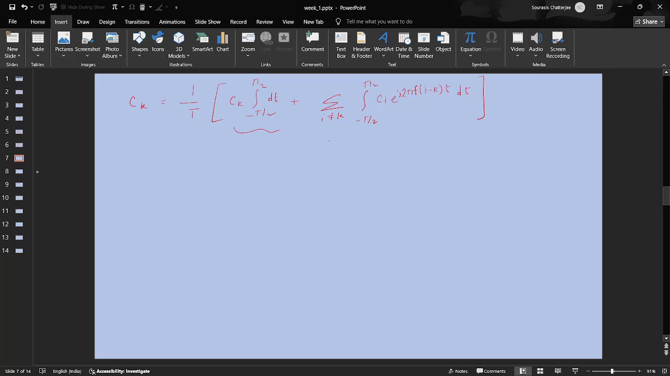But what about this term here? This term should go to 0. So as per my calculation, this term here, 1 over T integral from minus T over 2 to T over 2 of c_i, it's anyway a constant, so let's not care about that, e to the power j 2 pi (i minus k) f t dt. This thing should go to 0. Can one of you point out how I can claim that this should go to 0?